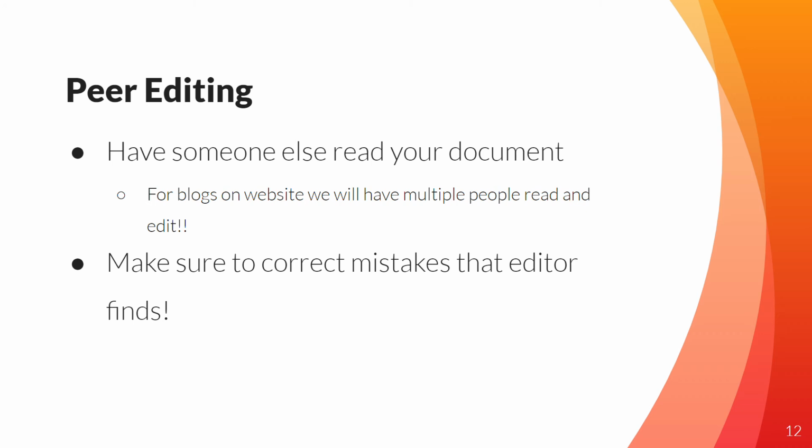Next, with peer editing, have someone else read your document. While you're probably, I would assume, a really good writer, you want to make sure that you have someone else in case you miss mistakes that you frequently make. For blog posts on our website, we will have multiple people read and edit, but it's always a good idea to have as many people edit as you can to ensure that it's clear and concise, and you don't have any silly grammatical or spelling mistakes. And then when peer editing, make sure that you correct mistakes that the editor finds, and make sure that they're all correct.